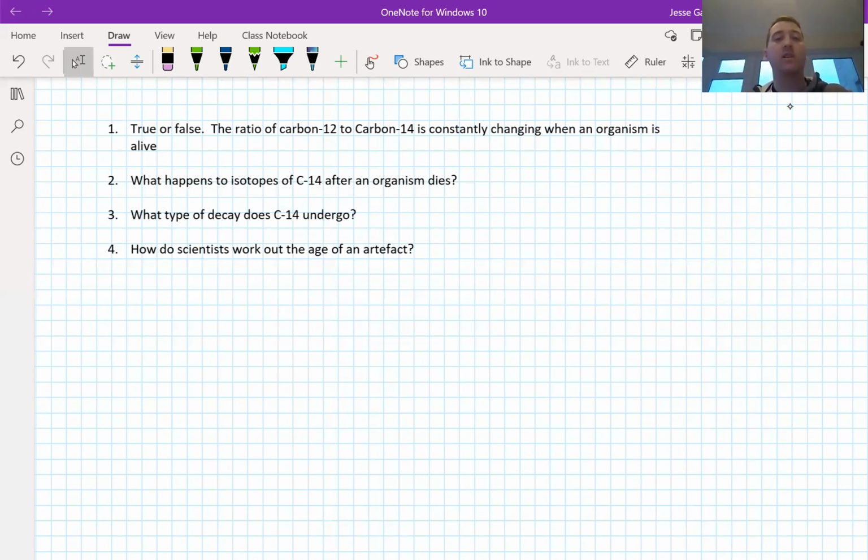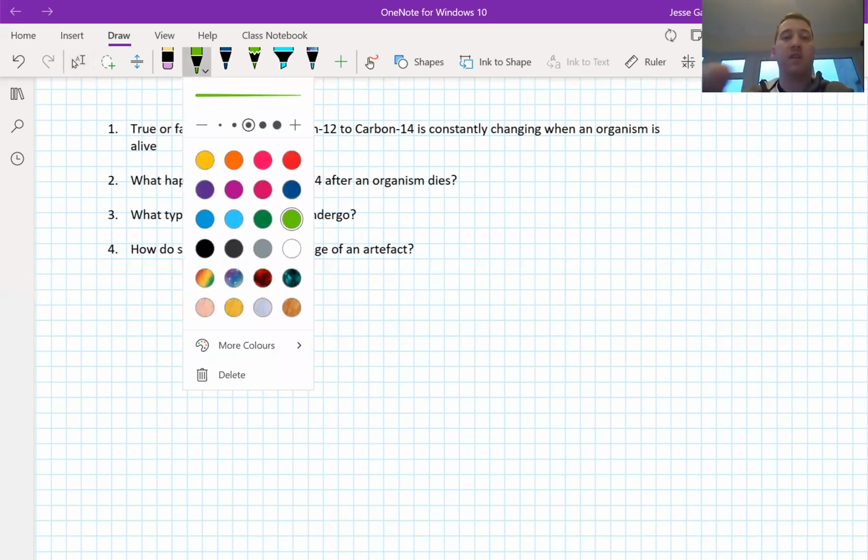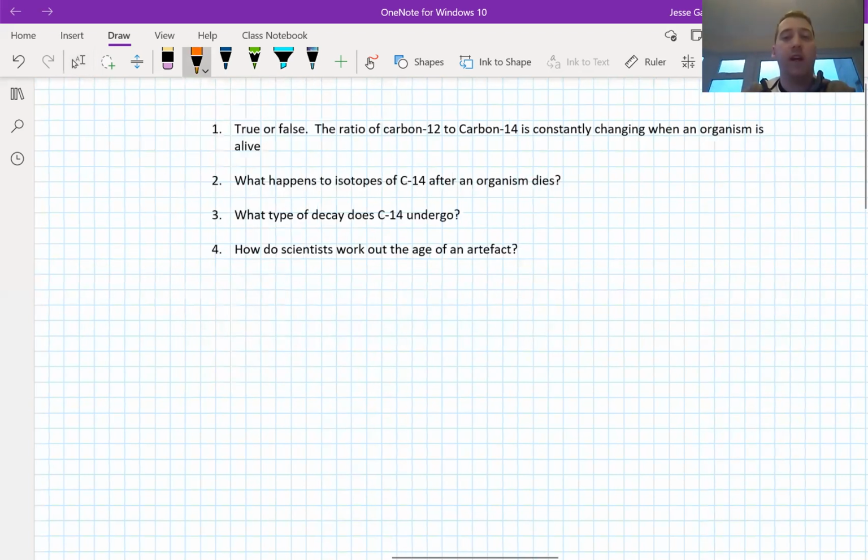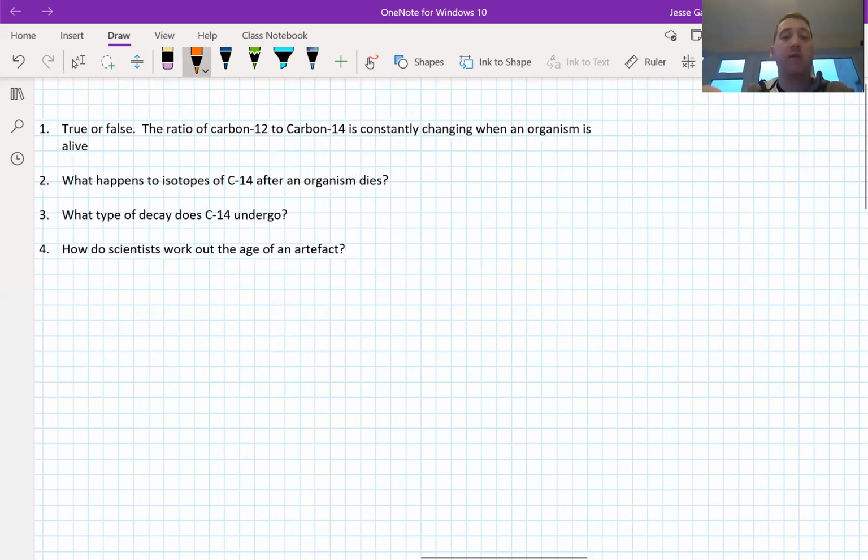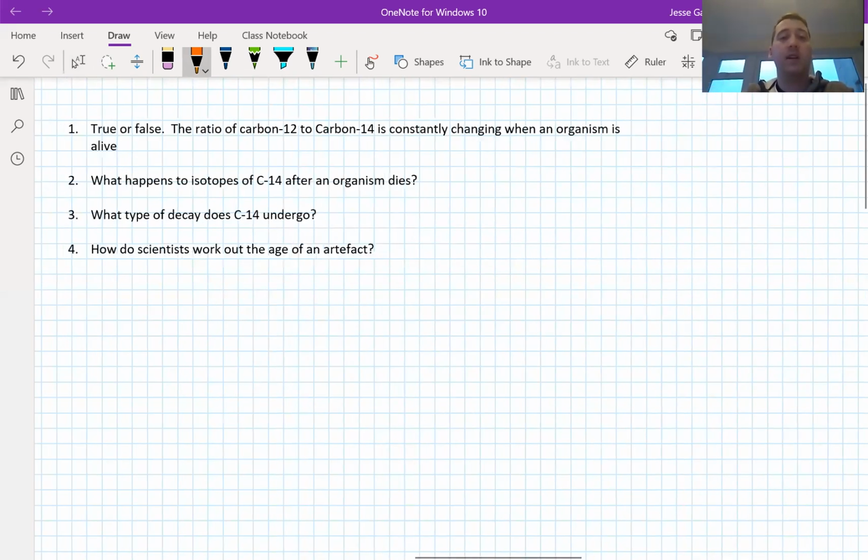What happens to isotopes of carbon-14 after the organism dies? They undergo beta decay. So if you just said they break down, then that's not specific enough. What type of radiation? Well, I suppose that's the next question anyway. So what happens to isotopes of carbon-14? They break down, or they decay. It's probably a better word. Decay. What type of decay? That would be beta decay.